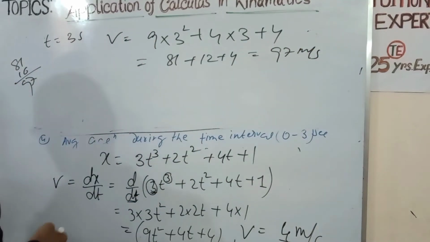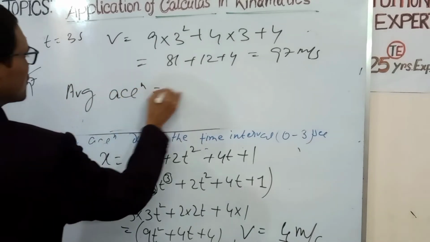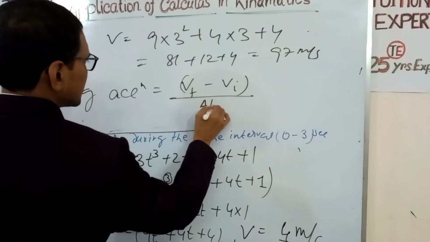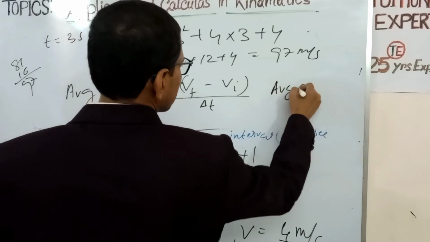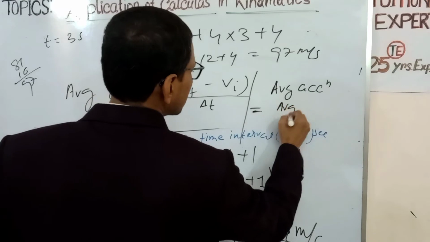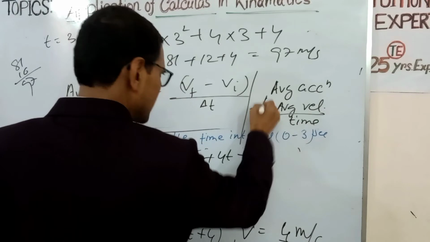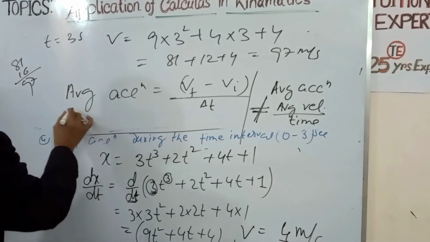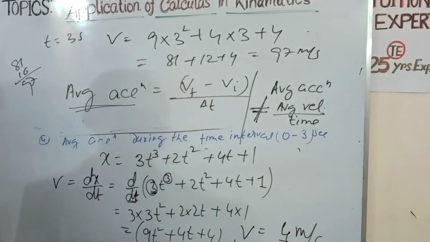Now, what is the average acceleration during the time interval? Average acceleration equals final velocity minus initial velocity by time gap delta t. This is the formula of average acceleration. Remember that average acceleration is not equal to average velocity by time. Average acceleration we have to calculate this way: final velocity minus initial velocity by time. This is the average acceleration.